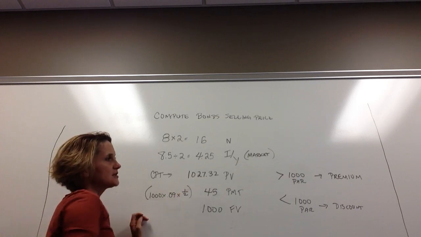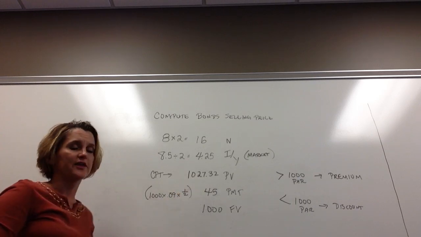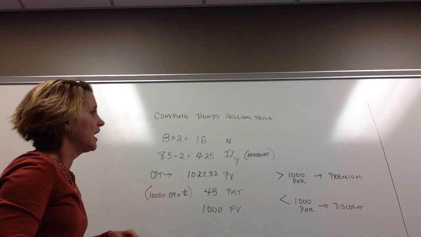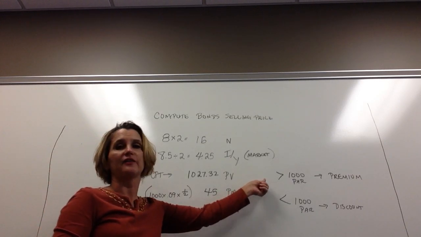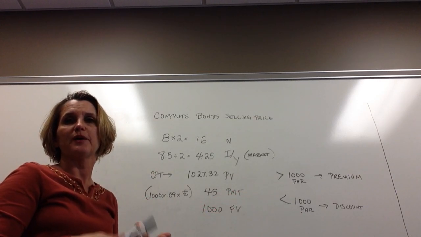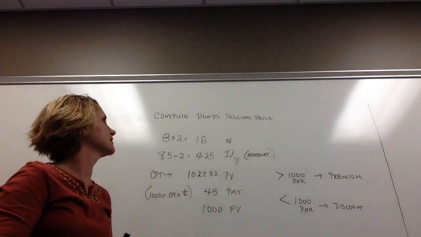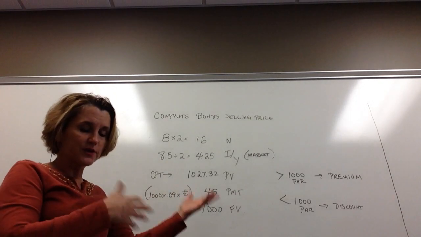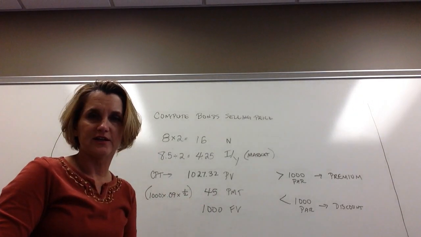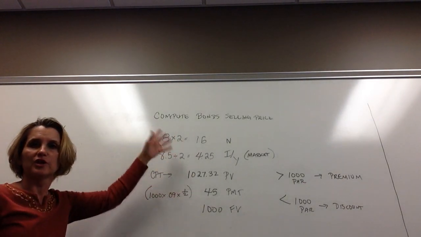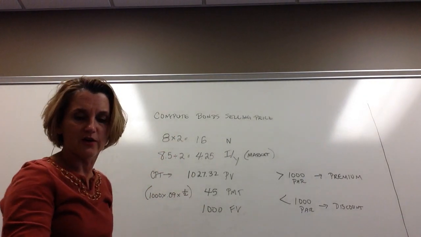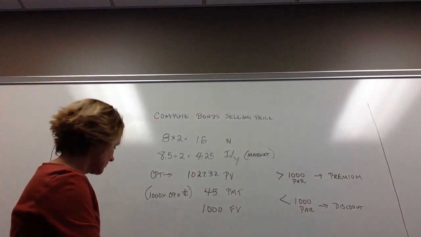So then the price is going to go up to $1,027.32, and that's why it's a premium. The rate it's paying is higher than market, which makes it a premium. So again, you could have it at a premium, you could have it at a discount. Either way, you're going to go through these steps on your calculator and then compute the present value.